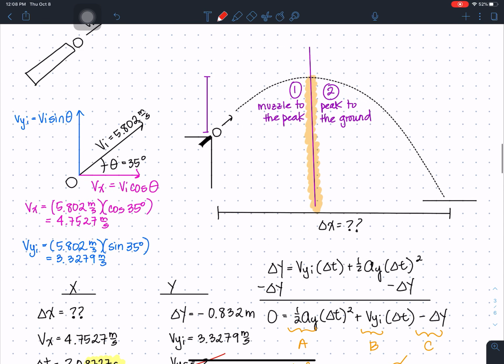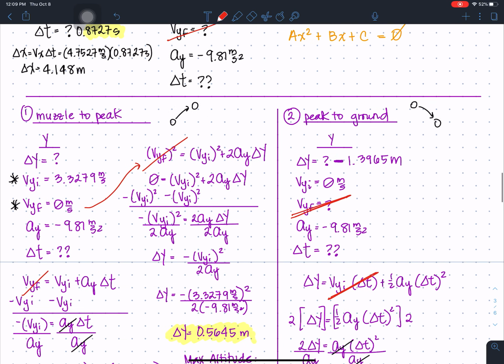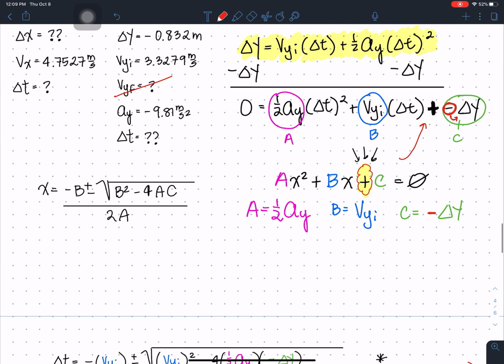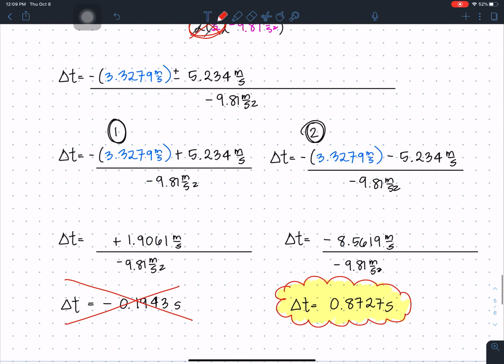And remember, the multi-step approach breaks the problem into two different periods of time. One period of time where we're looking at the muzzle to the peak, and the next period of time where we're looking from the peak to the ground. So this is the multi-step approach. In the multi-step approach, we got a delta t of 0.8727 seconds. And with the single step approach of the quadratic equation, we get a delta t of 0.8727 seconds.